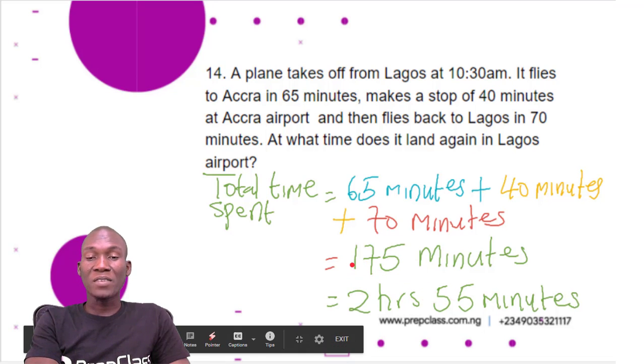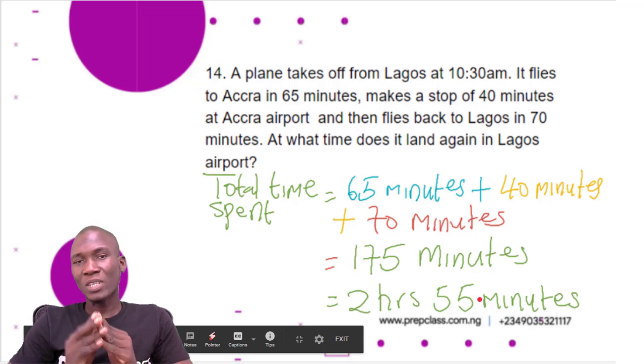That is, for every 60 minutes, which is 1 hour, 60 plus 60, that is 120. If you take 120 from 175, we are going to have 55 left. So 120 minutes is 2 hours. So we have 2 hours 55 minutes. So that is the total time spent.